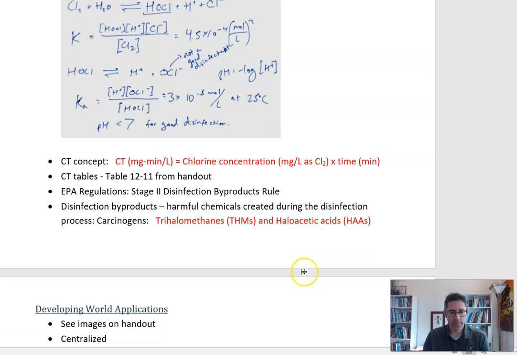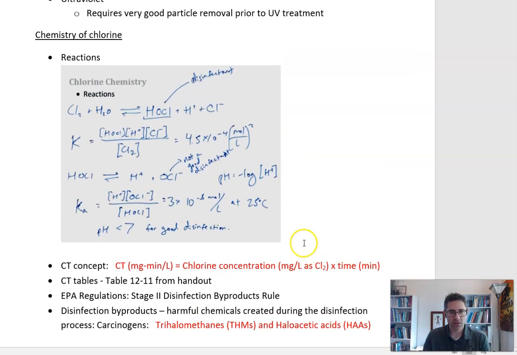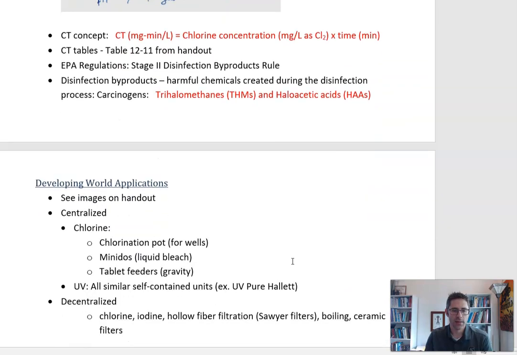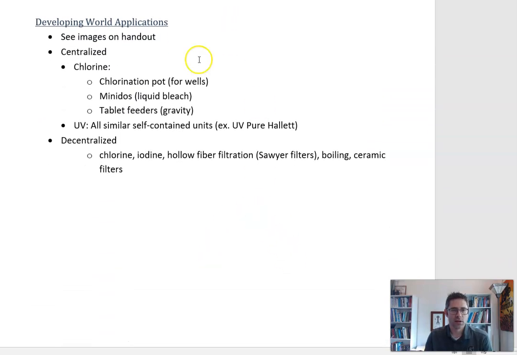Okay, that is most of what I wanted to cover on disinfection. Now there's a separate video where I do an example problem that analyzes and sort of designs a very simple disinfection system, so you can see how a CT approach applies to a simple system. Okay, a couple other things actually, so I'm not done. I want to just talk about the developing world applications a minute and then go through some additional resources on a separate handout.